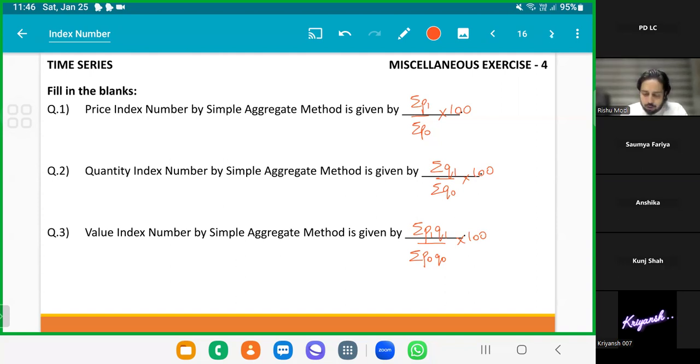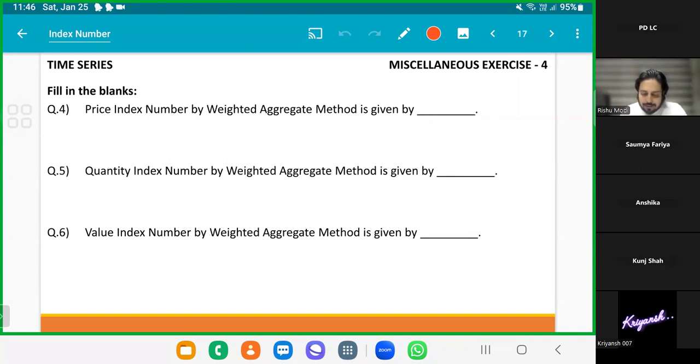Moving on to the next one, question number 4. Price index number by weighted aggregative method, right? So weighted aggregative method, we do not know W. So P1, P0 remains at their places. And we have W since it is a weighted aggregative method. Same logic will go with quantities. Q1 will be in the numerator, Q0 in the denominator into 100.